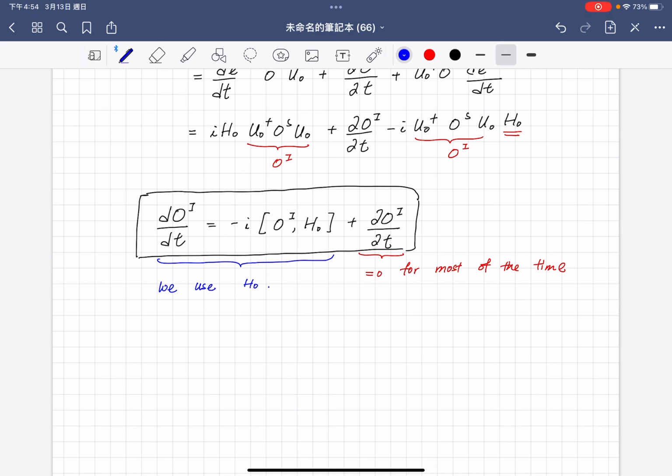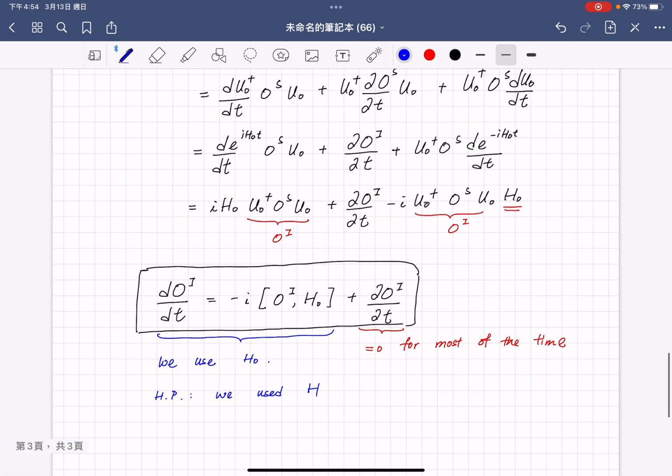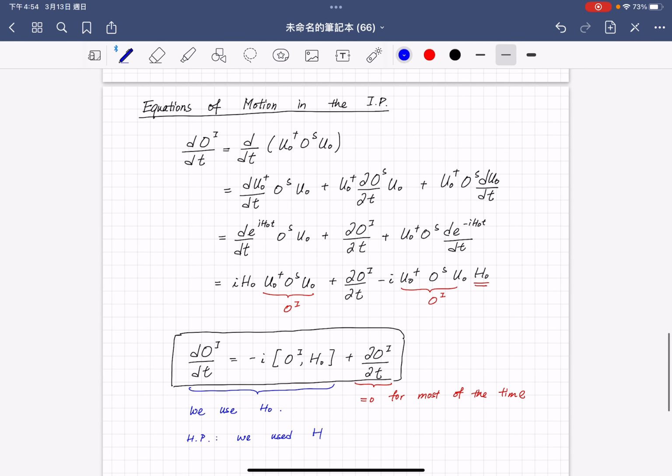In contrast, in the Heisenberg pictures we use the full Hamiltonian. So it turns out that will be an advantage of studying quantum field theory in the interaction pictures.